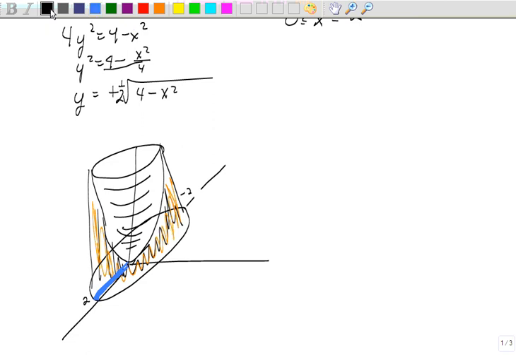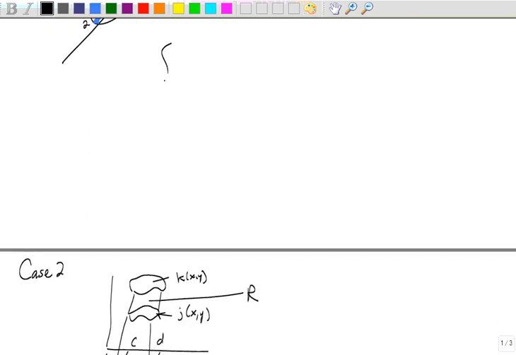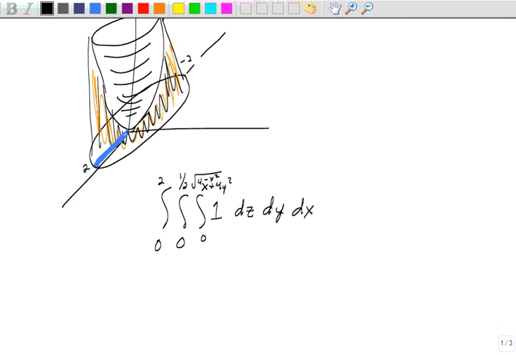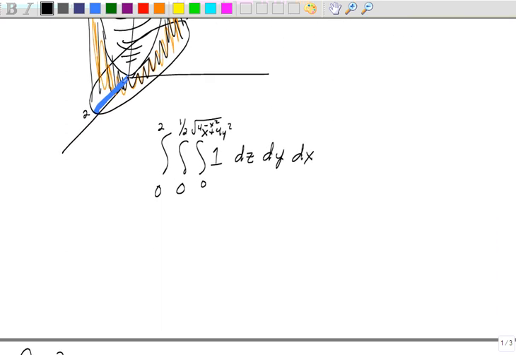So we're going to integrate one, and z we're going to go between 0 and x squared plus 4y squared. Y is going to go from 0 to a half square root of 4 minus x squared, and x from 0 to 2. We're just going to do the first octant. I should have added that in here. Okay, we're going to use Maple to integrate that.